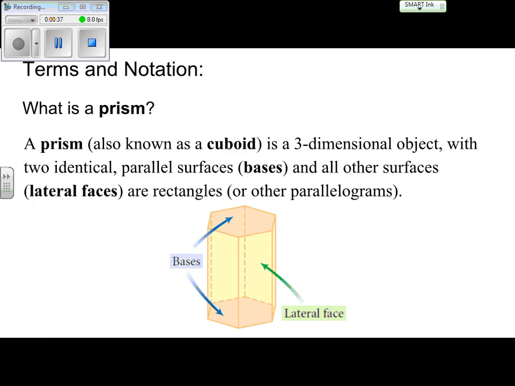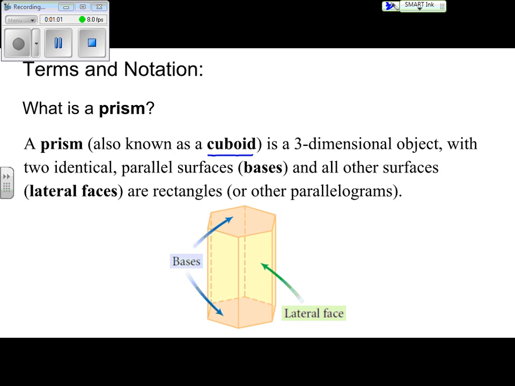A prism, which is also known as a cuboid, and I'll go on to say that, in fact, IB on their tests and problems almost exclusively, if not exclusively, refer to prisms as cuboids. Now, don't confuse a cuboid with a cube. A cube is a specific type of prism that's made entirely out of square faces. But a cuboid is just another name for a prism. And what is a prism?